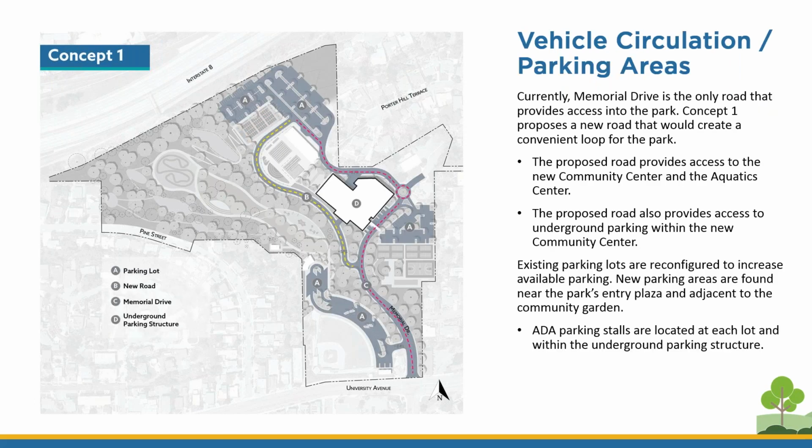Currently, Memorial Drive is the only road that provides access into the park. Therefore, Concept 1 proposes a new road that would create a convenient loop for the park. The proposed road provides access to the new community and aquatic center. It also provides an accessible path of travel for pedestrians to the new community and aquatic center. The proposed road also provides access to the underground parking structure located within the community center. A new roundabout also provides an opportunity for a shuttle bus stop.